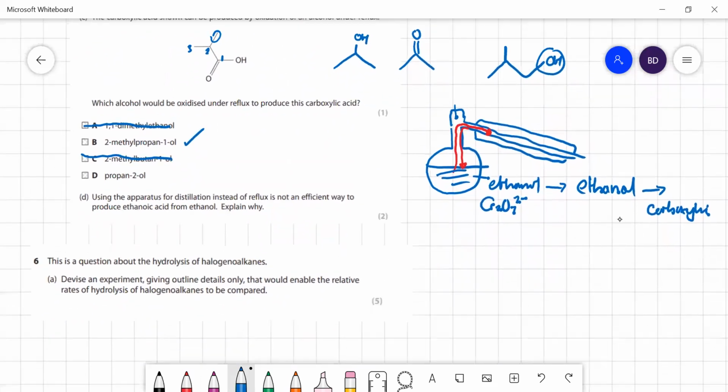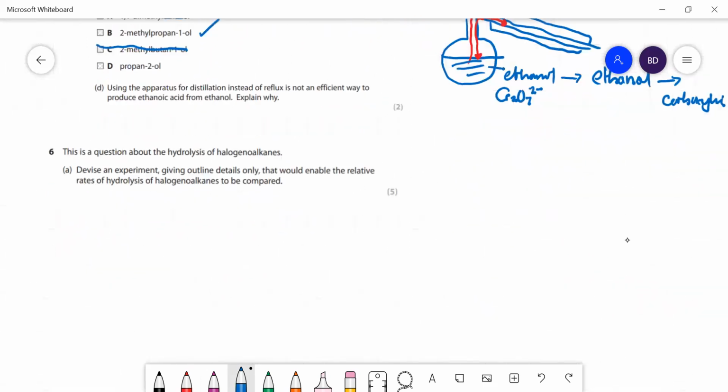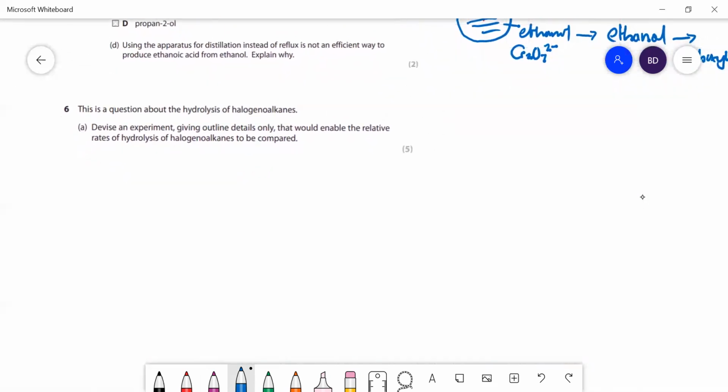Okay, the hydrolysis of halogenoalkanes now. Devise an experiment giving outline details only that would enable the relative rate of hydrolysis of the haloalkanes to be compared. Right, so what happens is we're going to rely on, if you remember this experiment, it's a required practical. If you've got, like, say, bromoethane, and you react that with water, it's hydrolysis, you're going to end up with the alcohol.